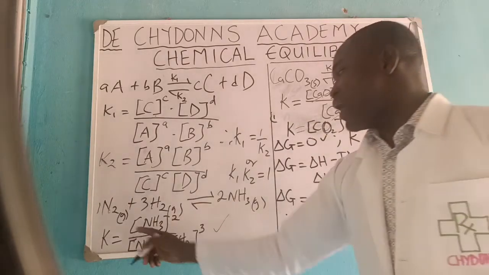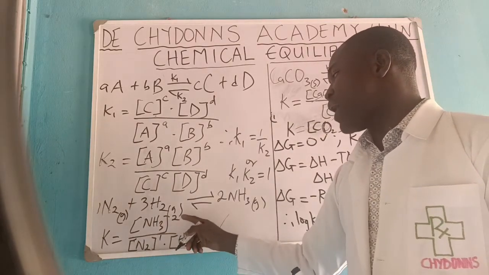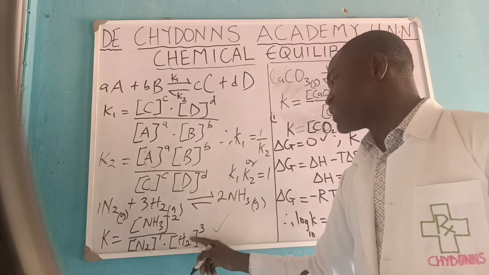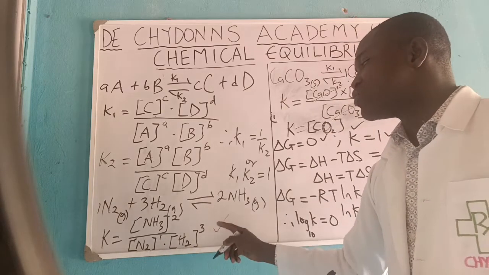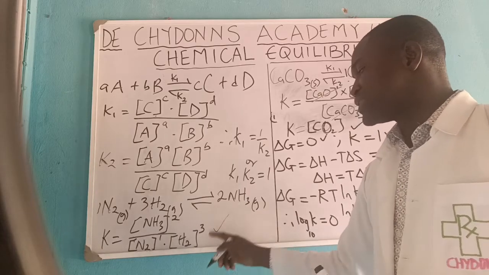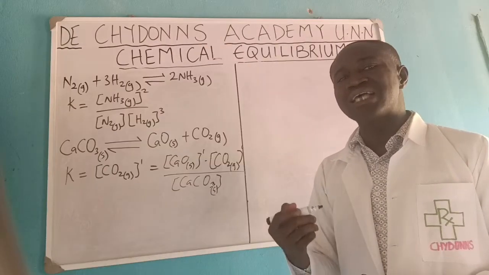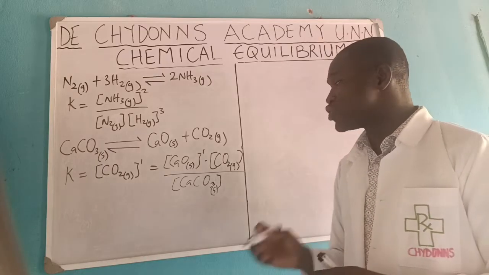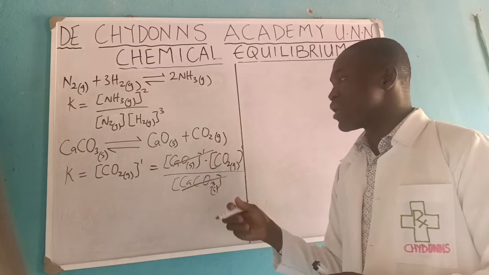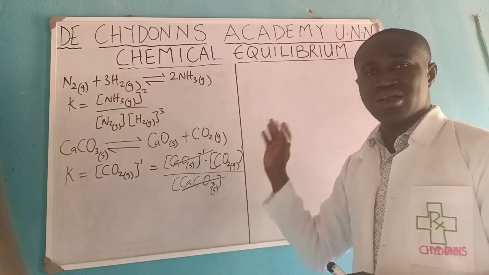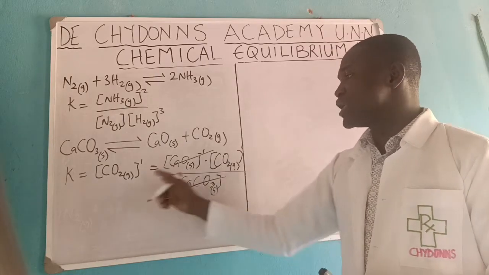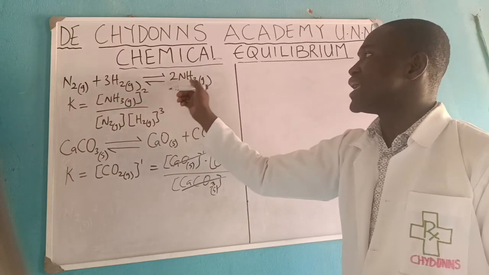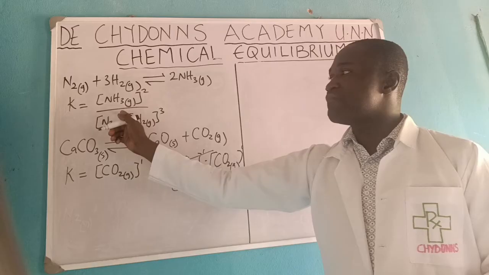But for this one, we say ammonia raised to the power of 2, nitrogen gas raised to the power of 1, and hydrogen gas raised to the power of 3. That is how to represent this. Solids are said to be constant, so we cancel them out. We only keep the gases. That is why, because these exist in gaseous form, we left them this way.